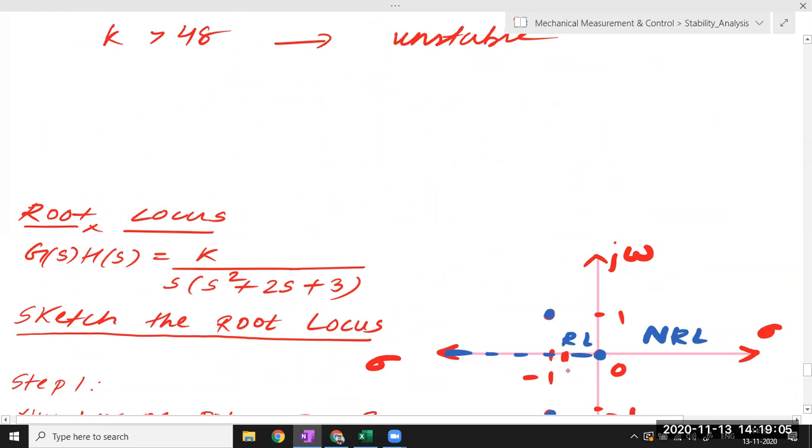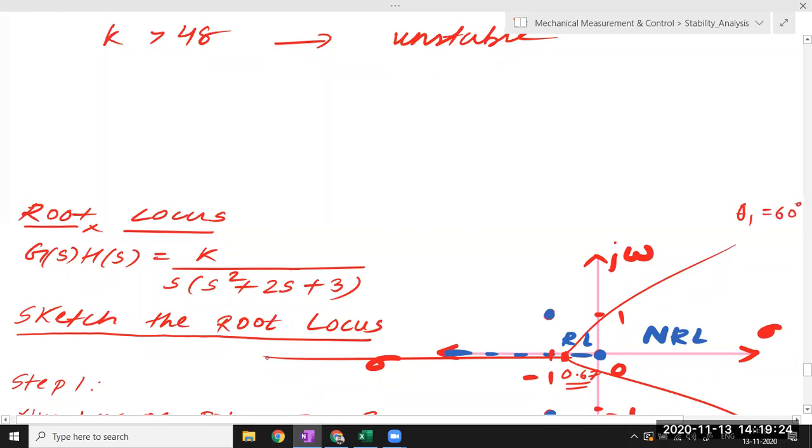Sorry, centroid at this point, not pole. What is the centroid? 0.67. Is everyone okay? From here, we will draw three axes. One is at 60 degrees, one is at 180 degrees, and another is at 300 degrees. Is 300 okay, everyone?